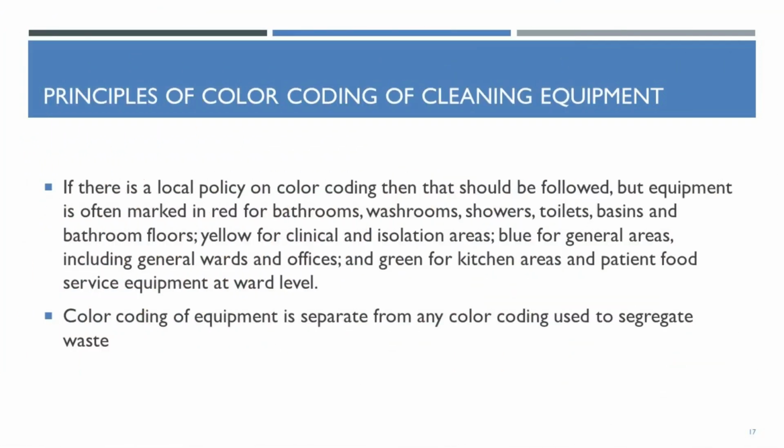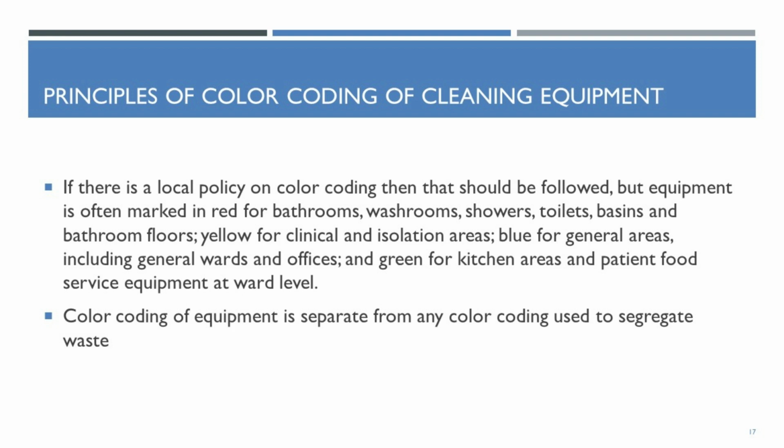So if there is a local policy on color coding, that should be followed, but we can have some kind of understanding. There is a general scheme which is used, but whatever the local policy is, you can also use it. Just for guidance, red color could be given to bathrooms, washrooms, showers, toilets, basins, and bathroom floors, and yellow for the clinical and isolation areas. Blue you can use for the general areas, including general wards and offices, and green for the kitchen areas and patient food service equipment at the ward level.